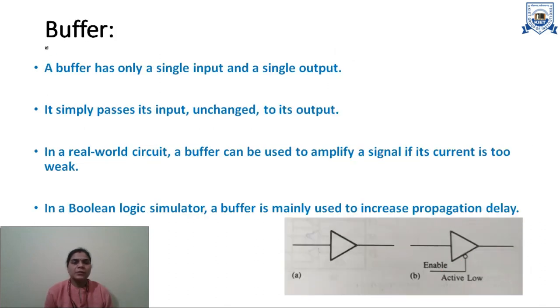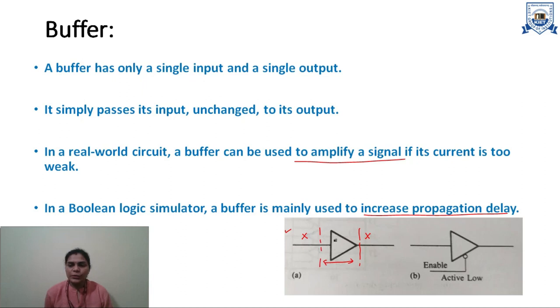Next device is buffer. A buffer has only a single input and a single output. It simply passes its input unchanged to its output. As you can see in this image, input X is transferred to output X without change. So a buffer is used to introduce some delay. A buffer is used to amplify a signal. It converts a weak signal into a strong signal.